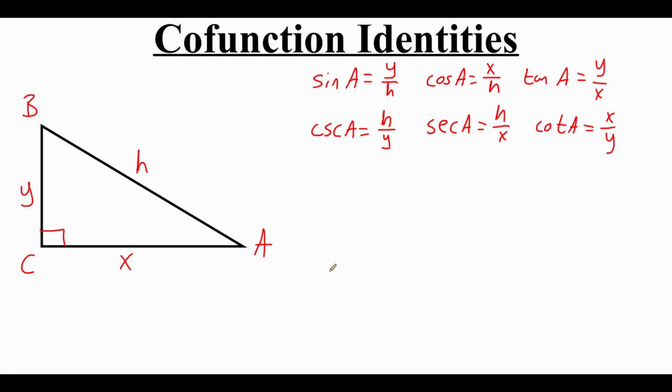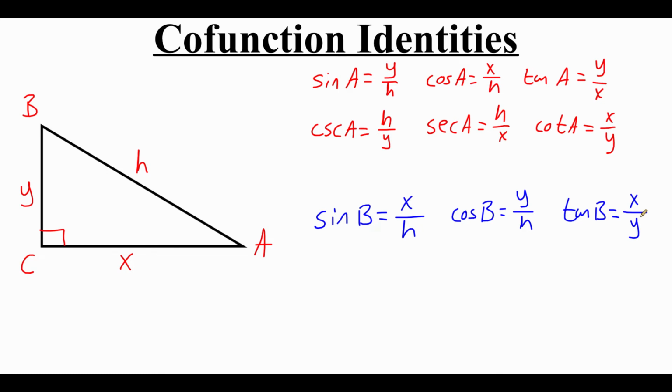But if I wanted to shift my focus to angle B instead, and do the sine of angle B, now the opposite side is X, and my hypotenuse is still H, so I get X over H. And notice we had this fraction show up earlier. That was the cosine of angle A. Or the cosine of angle B: cosine is adjacent over hypotenuse, so now the adjacent side is Y, the hypotenuse is still H, and again, we've seen that fraction before. That was our sine of angle A. The tangent of angle B: opposite is X and adjacent is Y. And again, we've seen these fractions before. The tangent of B is the same as the cotangent of A.